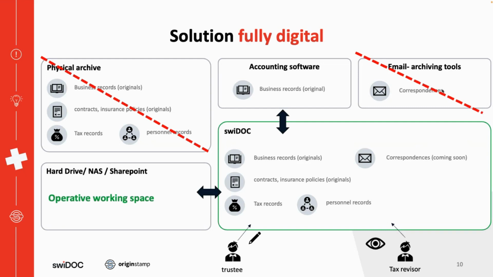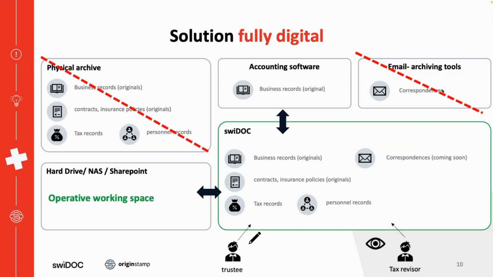Now, what could be an alternative? I have shown it here. With this alternative, if you use a certified solution like swiDOC, you have several advantages. First of all, you really don't need your physical archive anymore. So you can store your scanned business records, your contracts, insurance policies, tax records, personal records, and even correspondences, everything in your digital archive. And there it is stored and it cannot be deleted, it cannot be changed. You have it secure there.